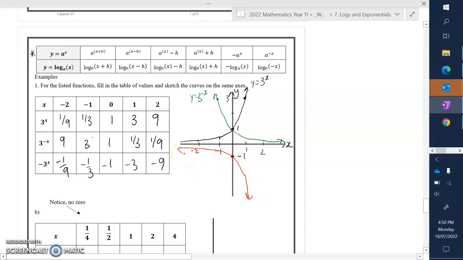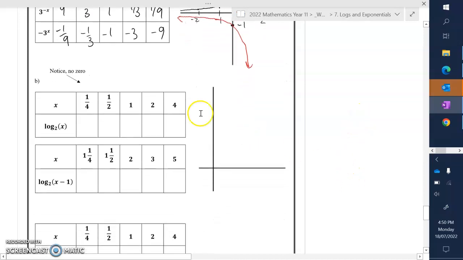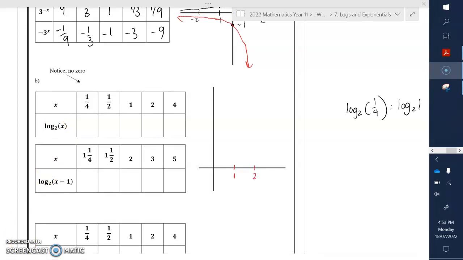Okay. We are going to go moving down a little bit further now, and we're going to have a look at plotting graphs and their logarithm with them. So let's have a look at this first one here. We've got x and we've got log base 2 of x. Okay, so step 1, let's have a look at log base 2 of x. So we're going to pop each of these x values into the position of x here and figure out what our answer is.